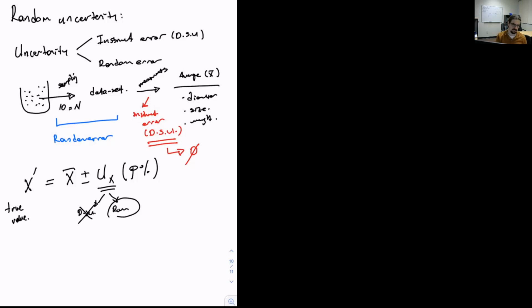Because it's just random sampling, and I wouldn't know what that would be, okay? So basically, random error comes from statistical fluctuations, right, that come from my sampling? Or it can be affected by my sample size, right?